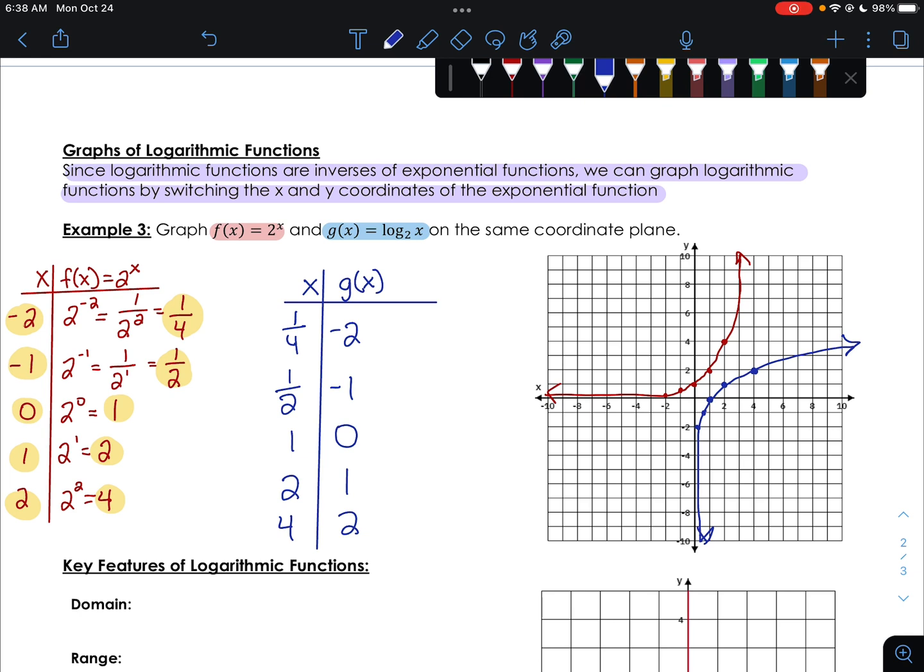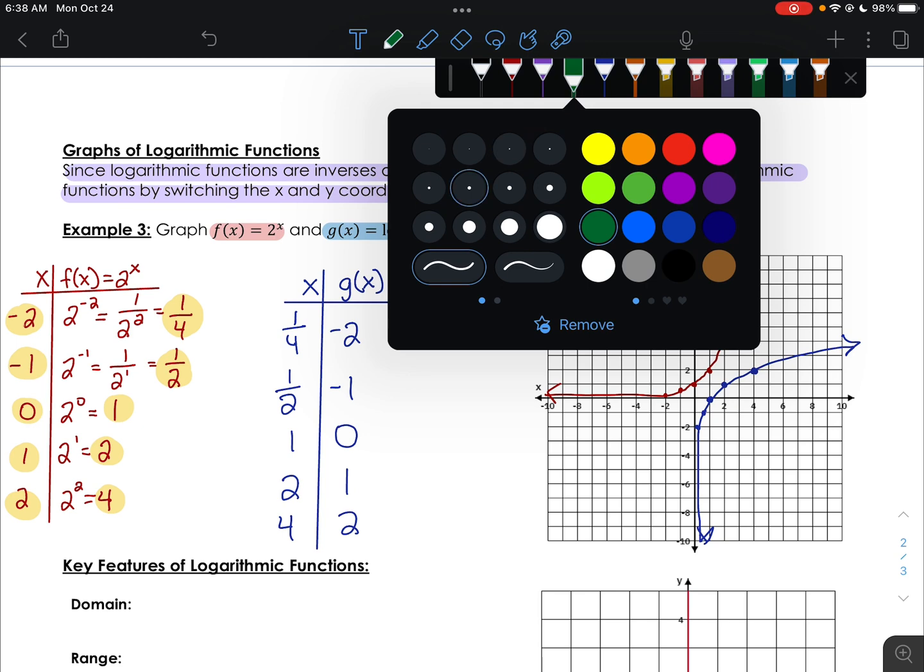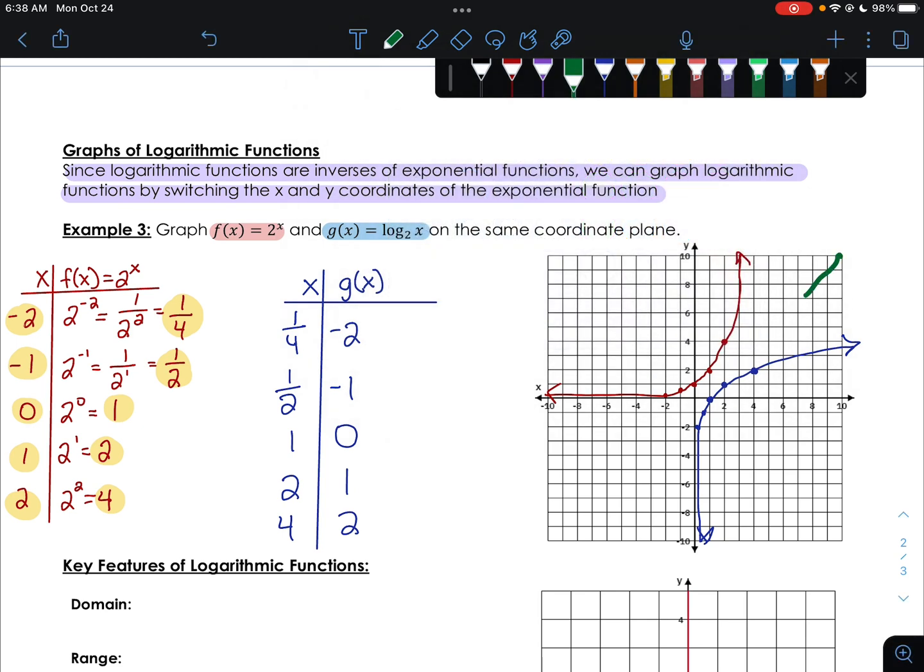So these are inverse functions. Remember, inverse functions are symmetrical about the line y equals x. So I'm going to draw that in so we can see it. There is a line right there, y equals x. So it does look like a mirror image over that line.